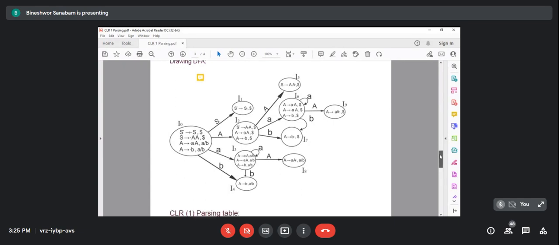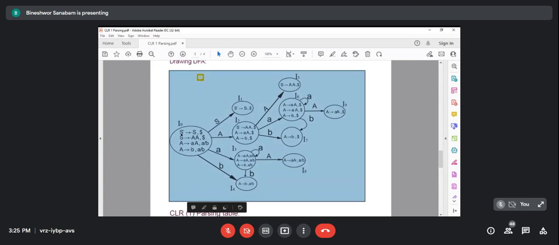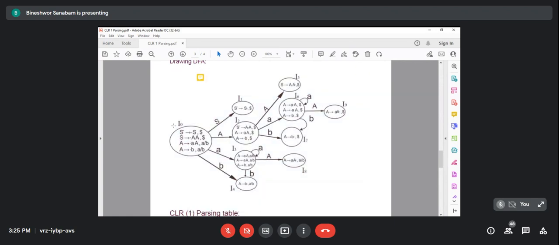Coming to the diagram, let's see. As we know how we got this first state, that is I0. Everyone understand? I hope so. Then we carried out goto with S, which gives you the result as this state I1. Then we discussed I2 as well. So if we go to with this particular capital letter A, it brings this state I2.